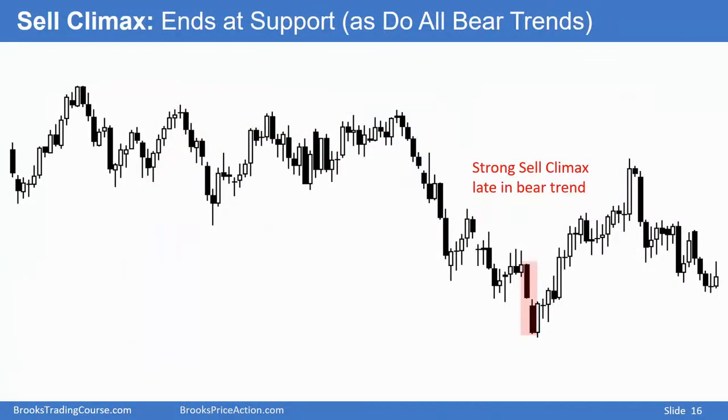Sell climaxes end at support, and it's always good to look for support. We have a 1-bar sell climax, a 2-bar sell climax, and another 2-bar sell climax. This is stronger than all of these bars. It's comparable to the strength here, but it's a strong sell climax, a strong breakout late in a bear trend.